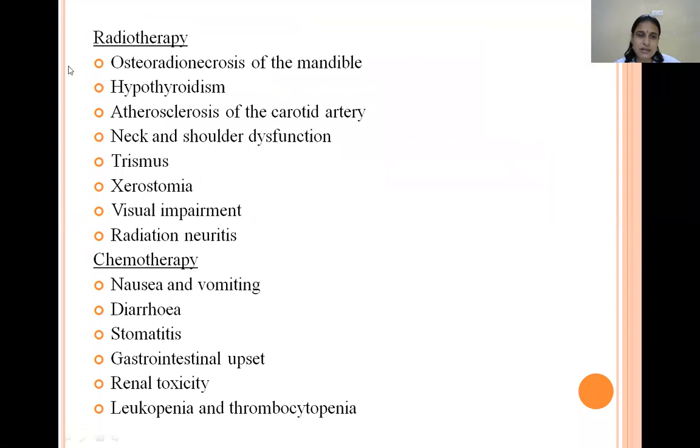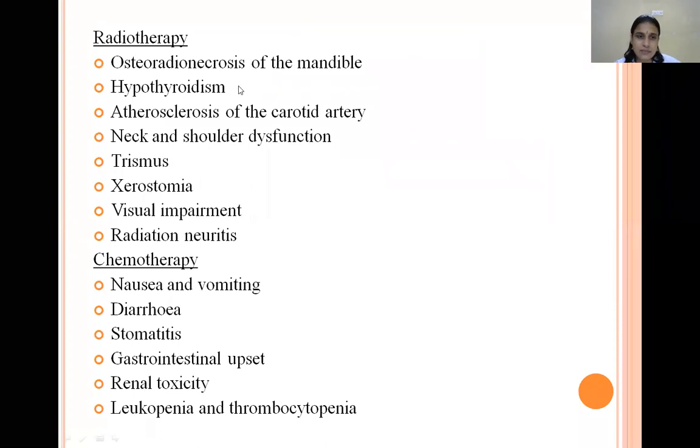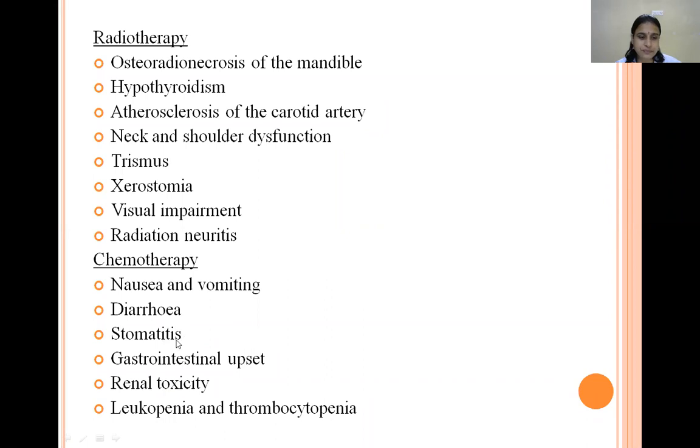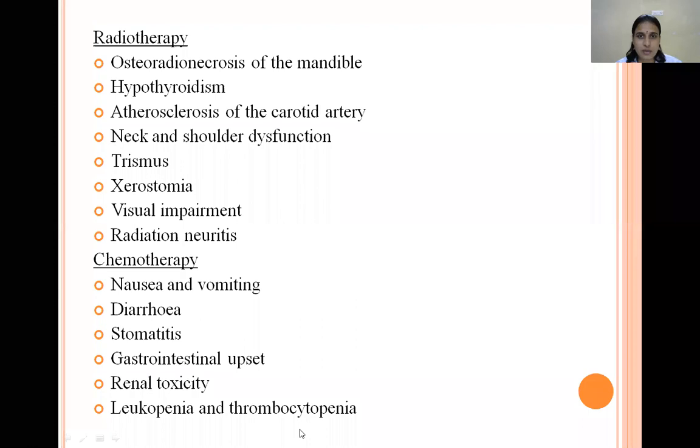Complications of radiotherapy: first, radionecrosis of the mandible; there's hypothyroidism because radiotherapy affects the thyroid gland. Then there is fibrosis of the carotid artery, also trismus, xerostomia, visual impairment, radiation neuritis. These are the complications of radiotherapy in oropharyngeal carcinomas. In specific, for radiotherapy, you can write common complications. Next, chemotherapy, again commonly nausea and vomiting, diarrhea, stomatitis, GI upset, leukopenia is important, and thrombocytopenia.